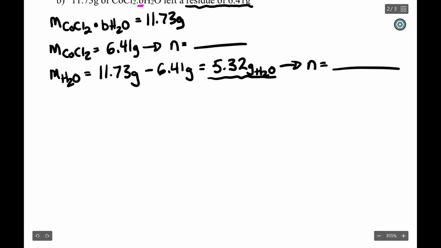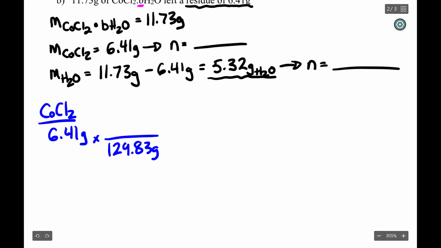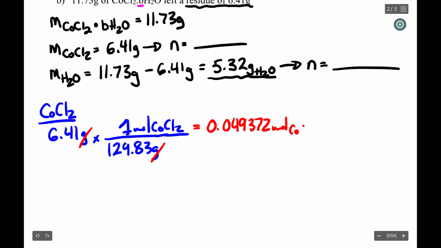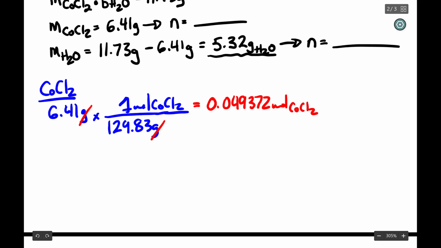All right, let's start with our ionic compound. So I'll start with our CoCl2. So I've got 6.41 grams of cobalt 2 chloride. The molar mass of cobalt 2 chloride is 129.83 grams for every 1 mole of CoCl2. And the grams will cancel. And if I do this calculation, so 6.41 divided by the 129.83, I get a value of 0.049372 moles of CoCl2.